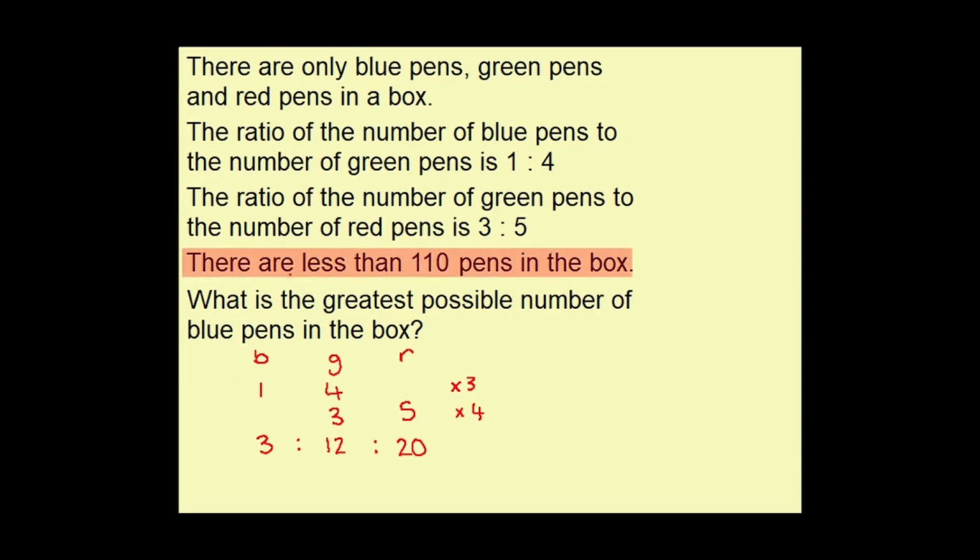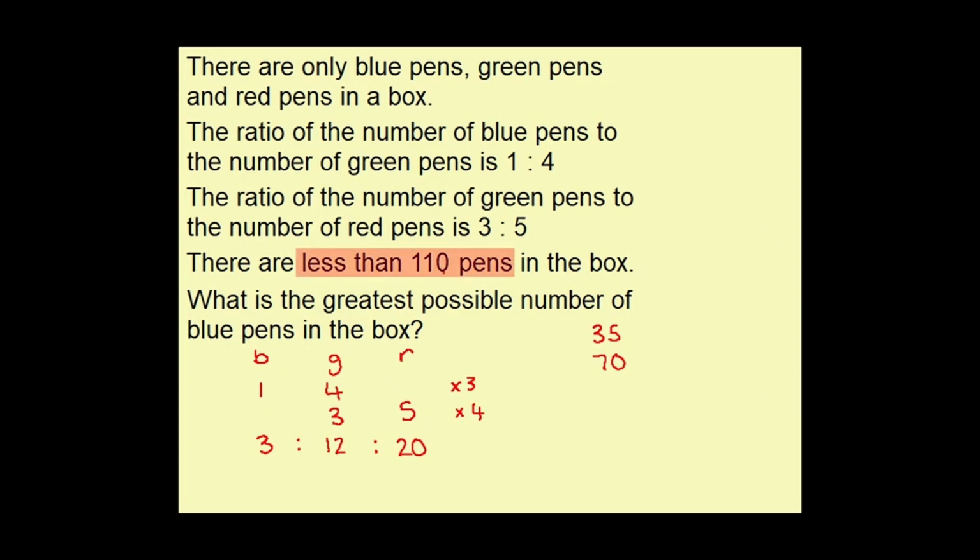I'm told there are less than 110 pens in the box, and I'm asked what's the greatest possible number of blue pens. If I add these together, I get 35. So there could be 35 pens in total in the box. But is this going to give me the greatest possible number of blue pens? No, because I could double this and have 70 pens, and the ratio would still be the same.